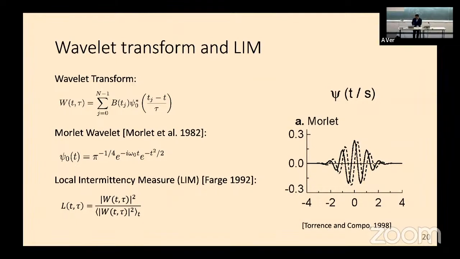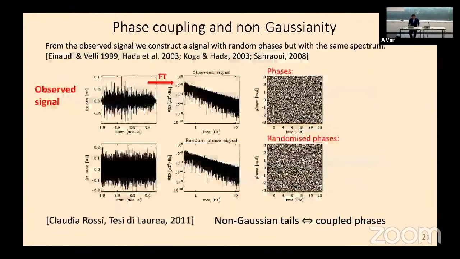And we are using the quantity which is called the local intermittency measure, introduced by Farge, to analyze structures. This is equal to the amplitude of the wavelet transform at time t and the period tau with respect to the mean energy at the corresponding period tau. So in order to detect coherent structures, we need to compare the signal with an incoherent signal.